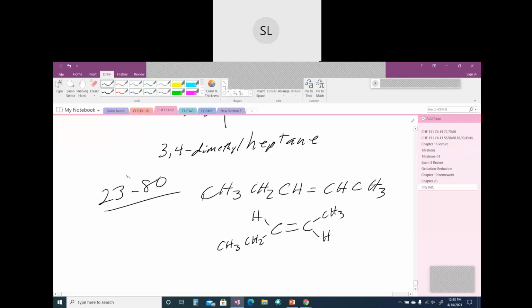And you know that it can have cis and trans because when you look at the 2 carbons, this side has an H and an ethyl. Those are different. This side has an H and a methyl, and those 2 are different. And so then, yes, you can have cis-trans isomers.